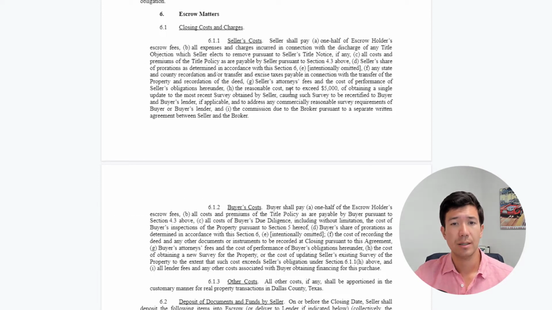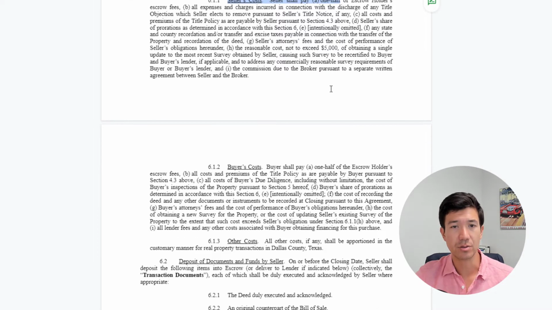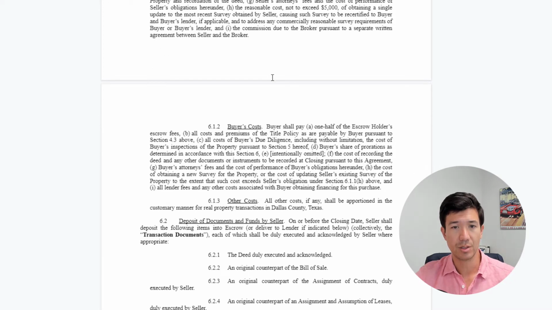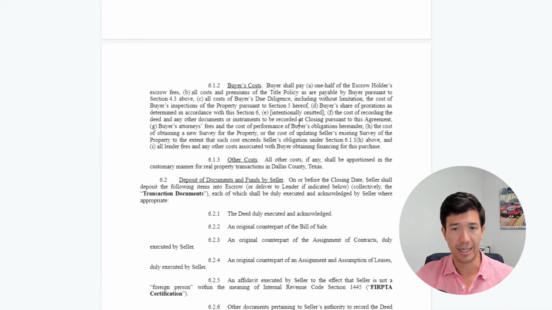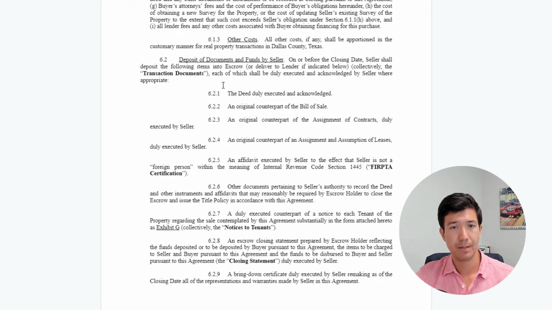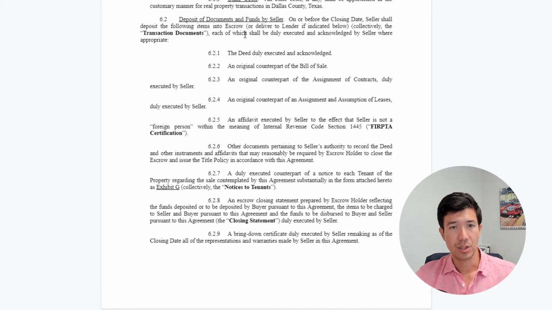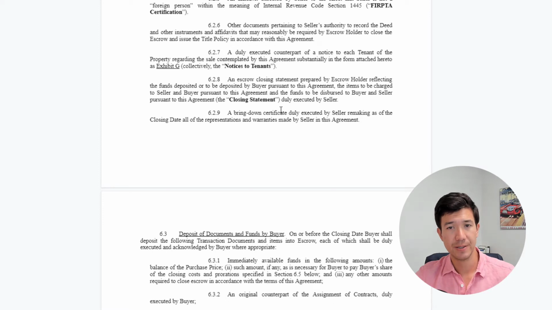Escrow Matters, closing costs, 1/2. Again, this is pretty normal. Sellers, attorney's fees, 5,000 credit. Okay, so this one they actually did pay for some, causing it to be recertified. Commissions, buyers pays 1/2. Apportioned as of normal. These are all your seller obligations.